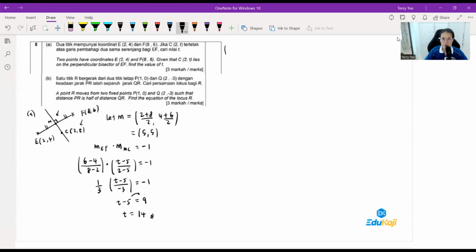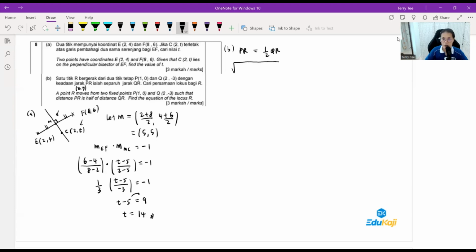Okay, first part, not difficult. Second part: a point R moves from two fixed points P and Q such that distance PR is half distance QR. So this is from equation of locus. Distance PR is half distance QR. So remember, R is a moving point. A moving point, we always use (x, y).